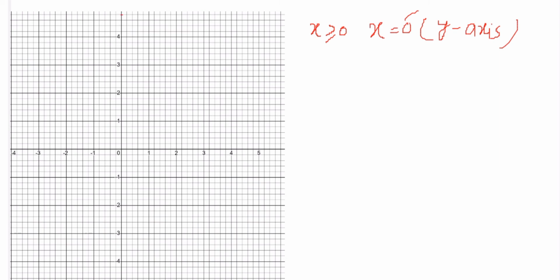So this line represents the graph of x is equal to 0. Next one.